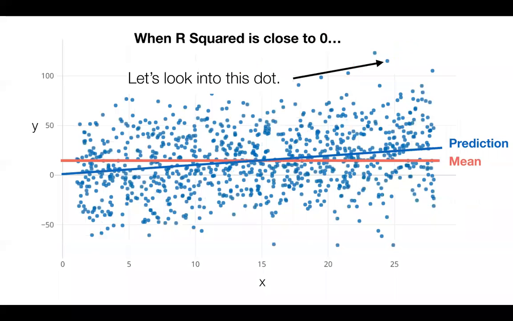Then let's take a look at the case where R squared is really bad. In this case, it's close to zero. When you draw the prediction line or trend line, it's almost flat, which is the case where the slope is zero. And then let's look at a particular data point.